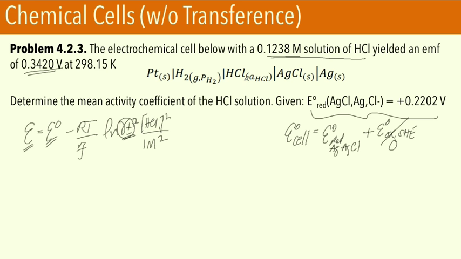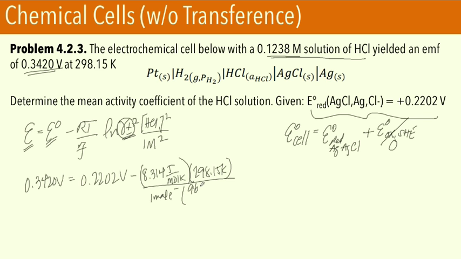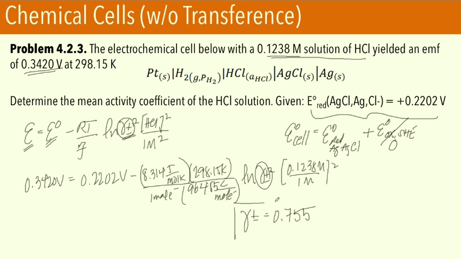So this is just going to be equal to 0.3420 volts is equal to 0.2202 volts minus 8.314 joules per mole Kelvin times 298.15 Kelvin over 1 mole of electrons times 96485 coulombs per mole electron times ln mean activity coefficient squared times 0.1238 over 1 molar squared. So we could just solve for our mean activity coefficient, and this is equal to 0.755. This offers us a method to experimentally measure the mean activity coefficients of our solutions.